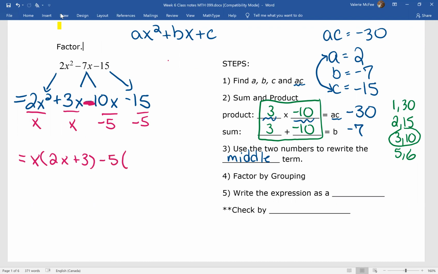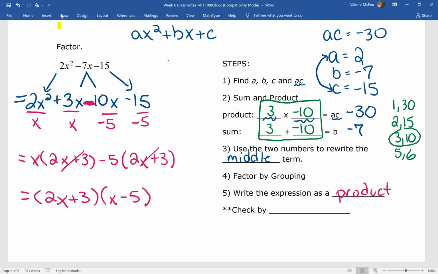Negative 10x divided by 5 is 2x. Negative 15 divided by negative 5 is plus 3. 2x plus 3 is common. And we have a remaining quotient of x minus 5. Remember that when you are finished, you will have a product. We have the multiplication of 2 factors here, 2x plus 3 multiplying x minus 5.